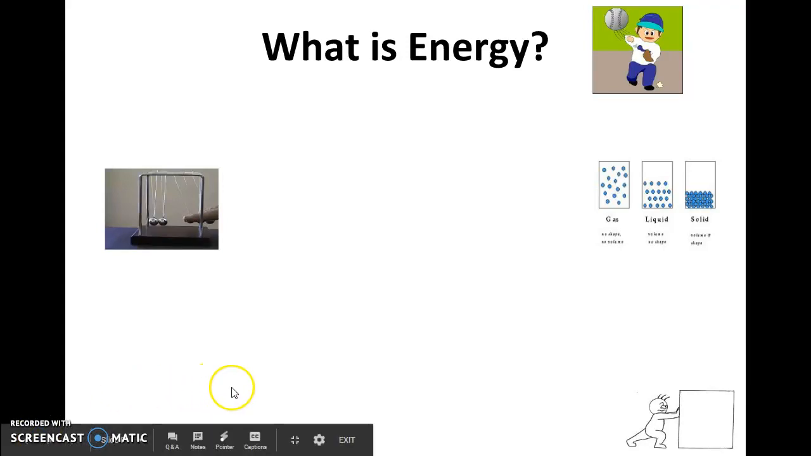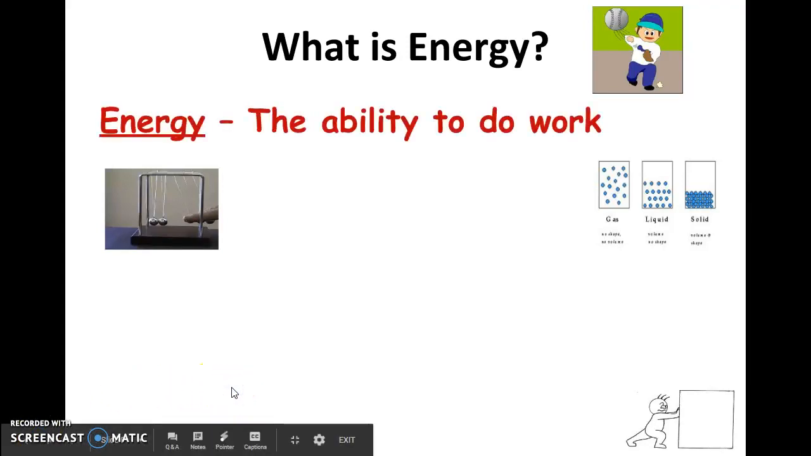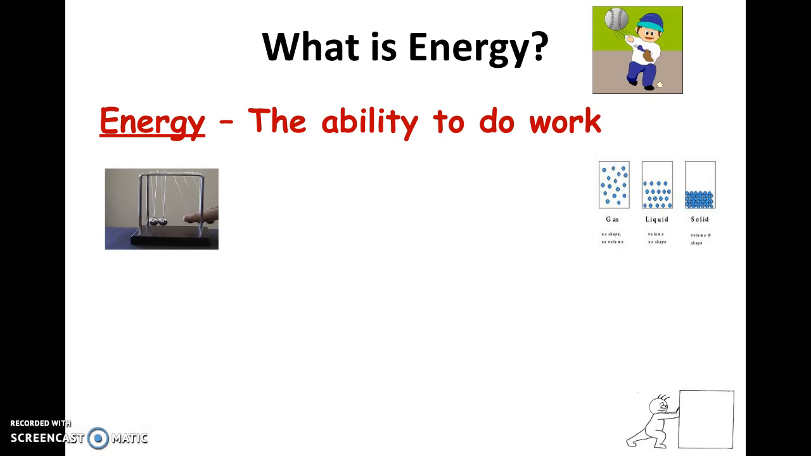What is energy? Energy is the ability to do work. So our man throwing a baseball is using energy. Our balls knocking into each other is using energy. Our states of matter are using energy, and our little man pushing a square is using energy.